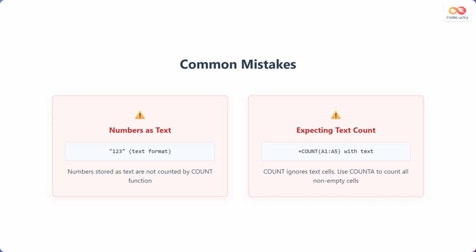It is important to avoid common mistakes while using the count function. One common mistake is trying to count numbers that are stored as text. For example, if you have a value like 123, but it's in a text format, the count function will not count it. The other mistake is expecting count to count text. The count function only counts numbers. If you want to count all non-empty cells, including text, use the counta function instead.